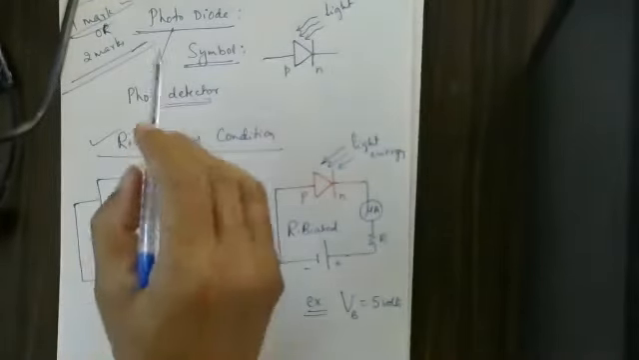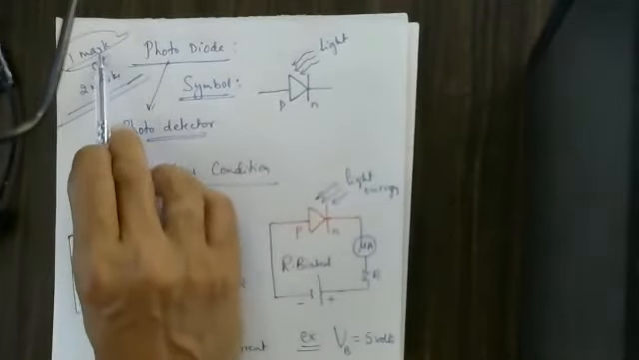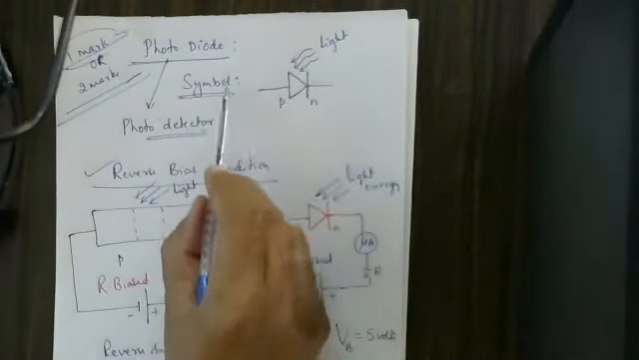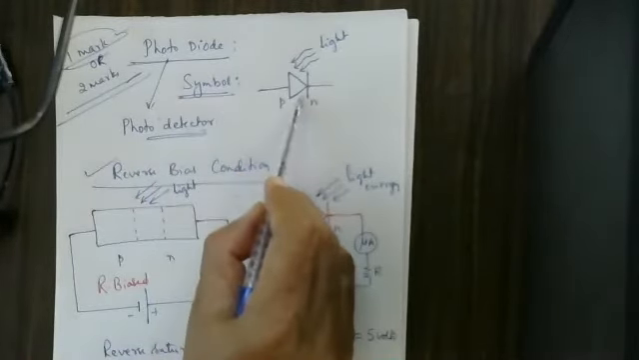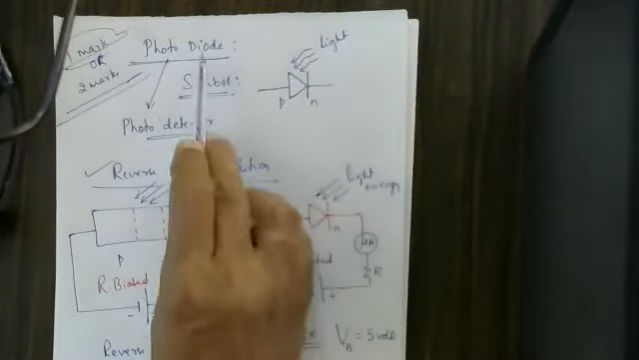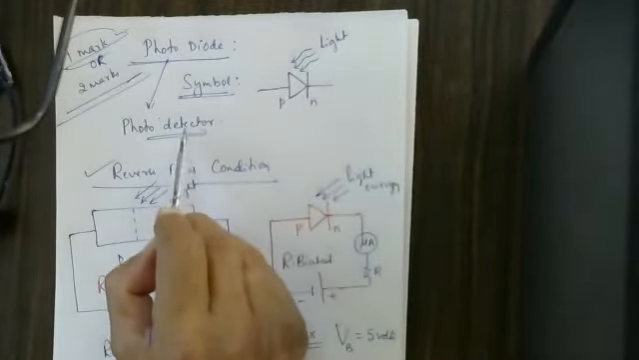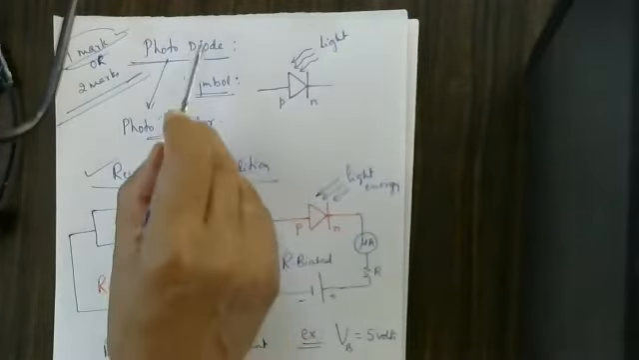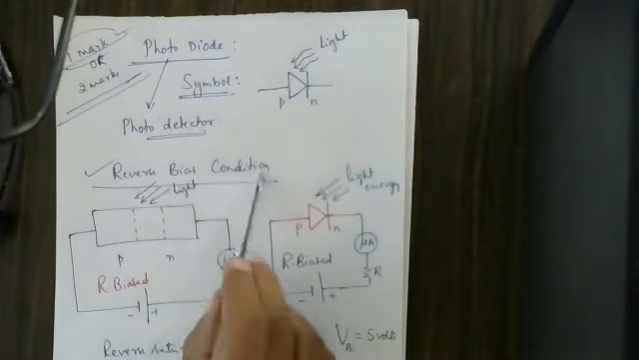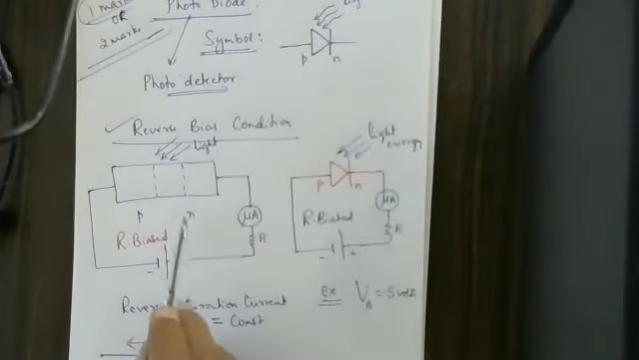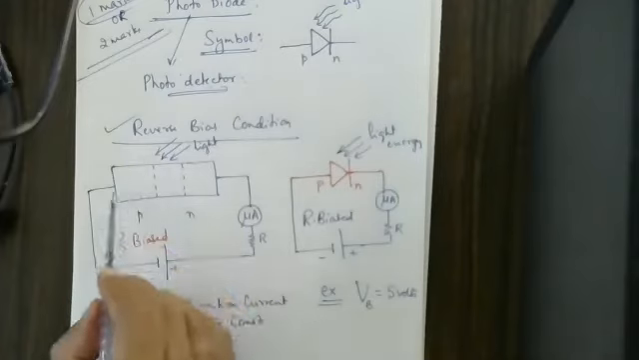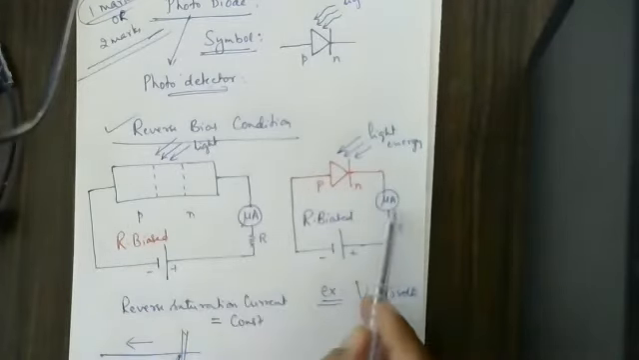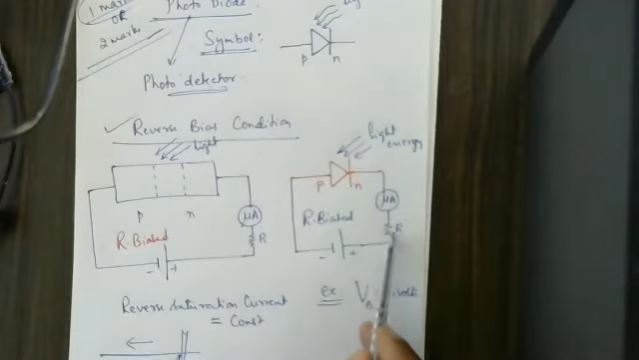As I said already, they ask either a 1 mark question or a 2 mark question. If it is a 1 mark question, write the circuit symbol for the photodiode. The photodiode is also a photodetector. It can detect light energy. The photodiode works under reverse bias condition only. Then how does it work? This is the photodiode, a PN junction. I have connected reverse bias, and a microammeter connected here with a resistance.